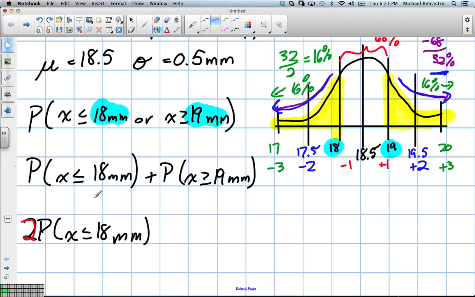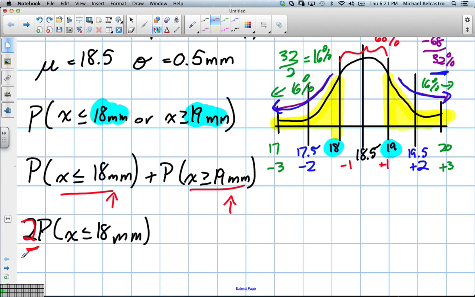And the reason he multiplied it by 2 is because this amount and this amount are identical. So there's really no reason to go about finding the more difficult one. We just solve the easier one and multiply it by 2, and that will give us the total amount of the curve. Okay, so that's what he's written there.